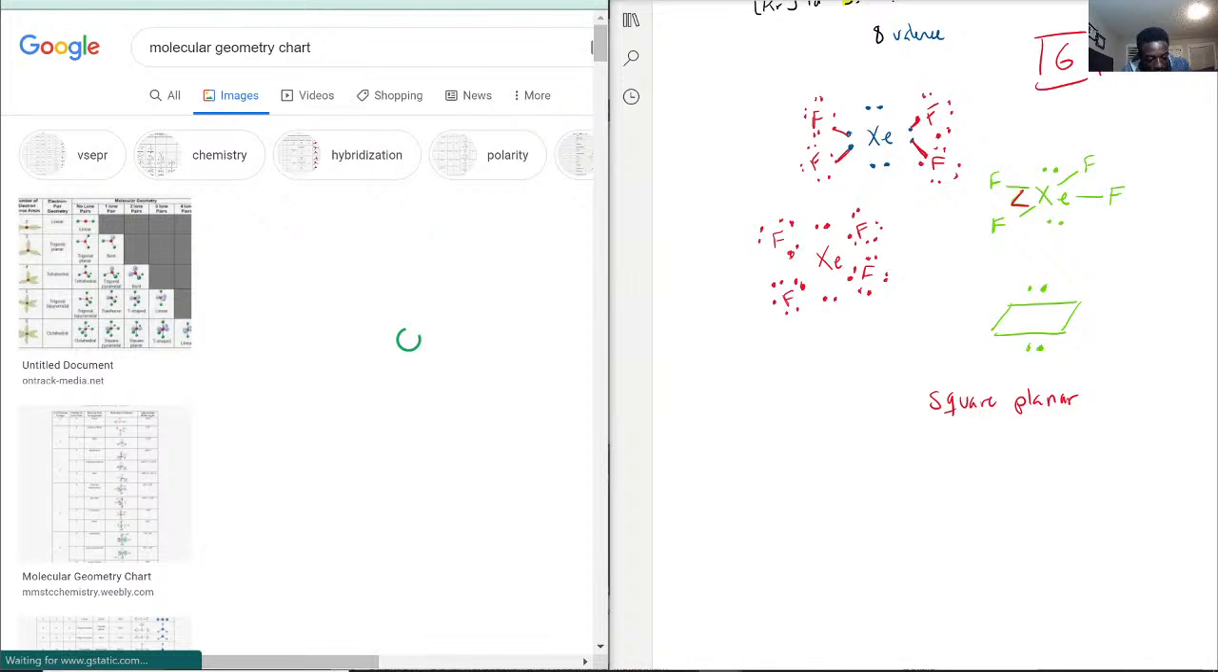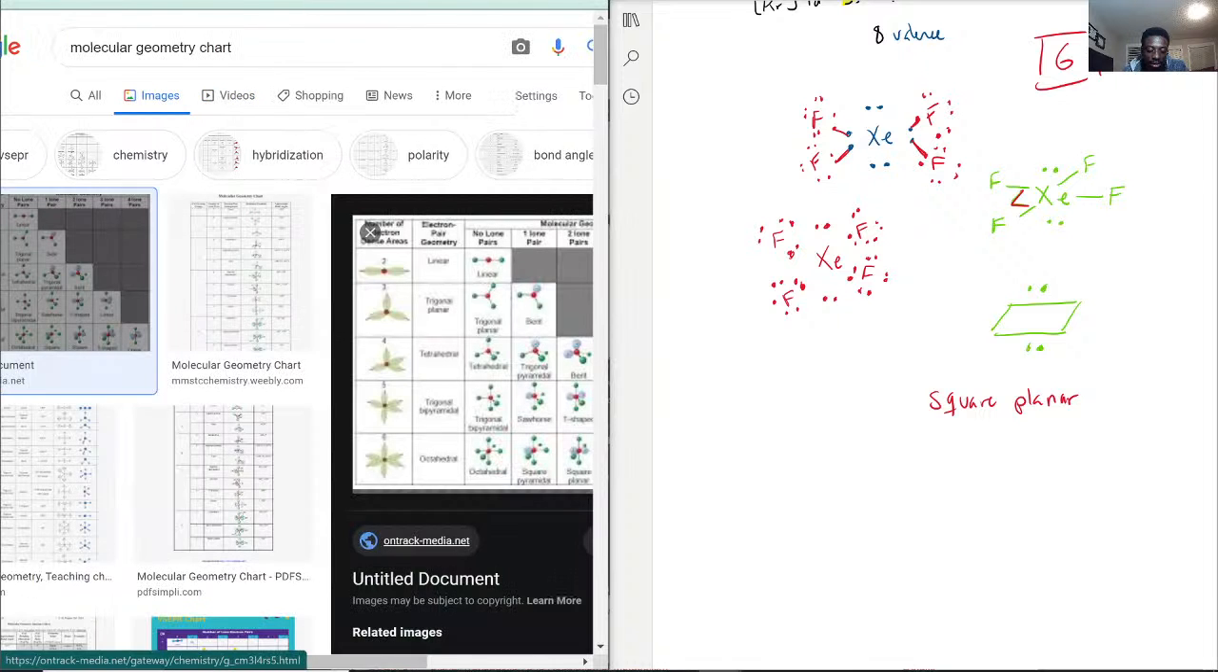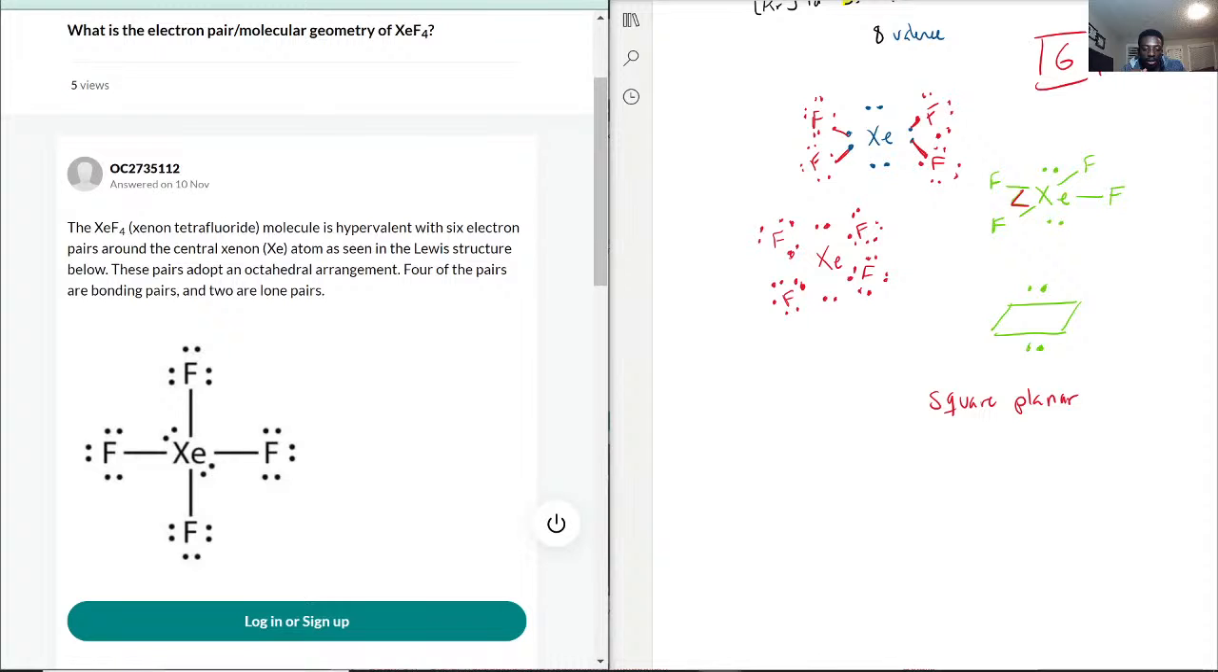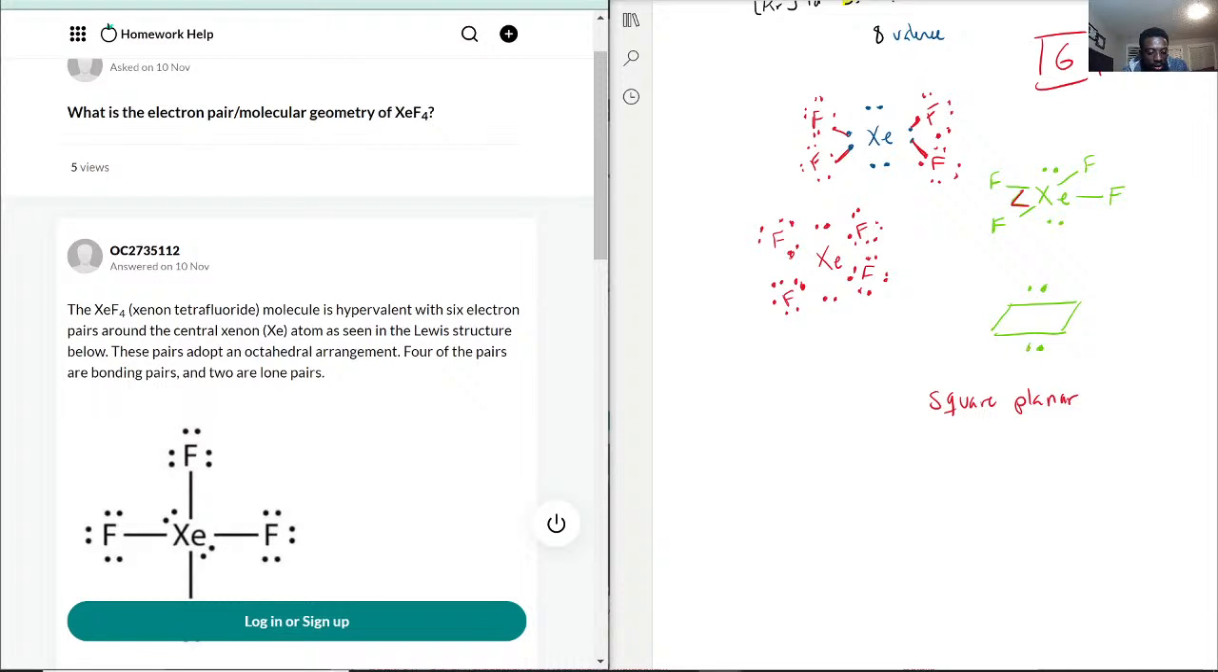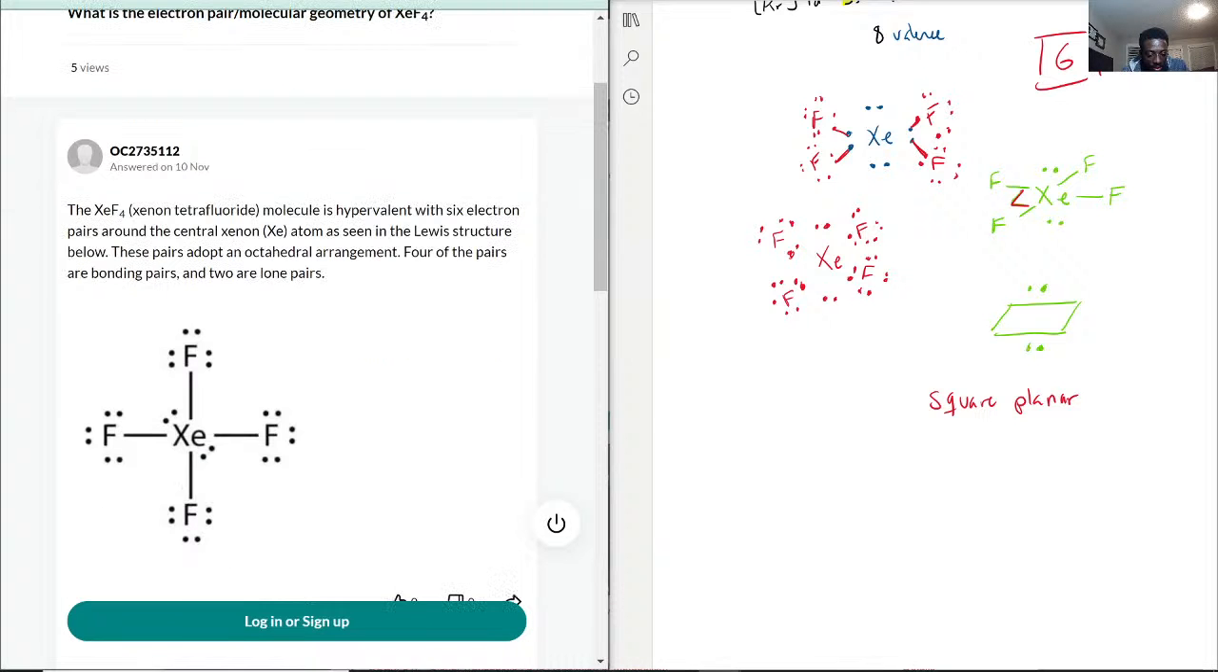So let's see if we can find out the website. But I'll find this later. I'll just keep that tab open. So yes, they have xenon tetrafluoride. Oh. Did they say what type of thing? Although my Lewis diagram is quite ugly, I do like the way they drew it there. It's a lot better.